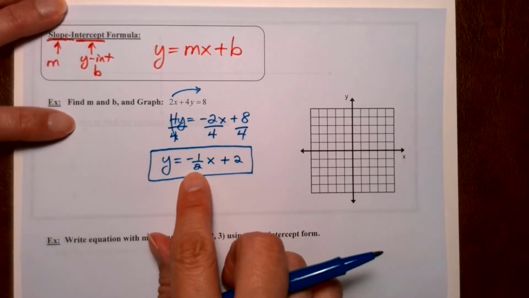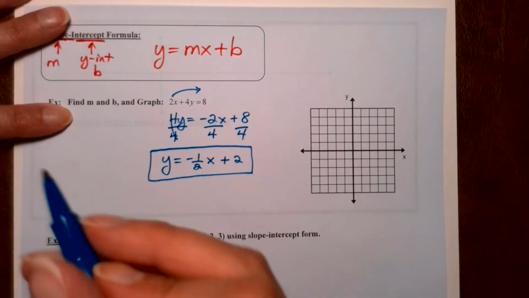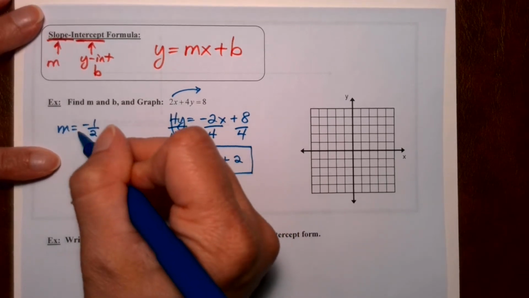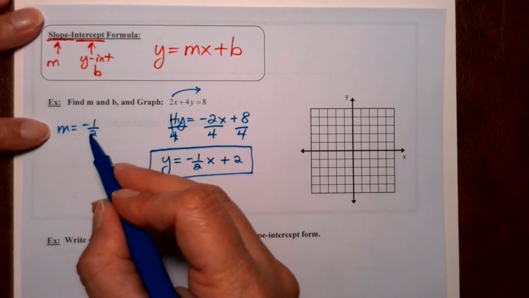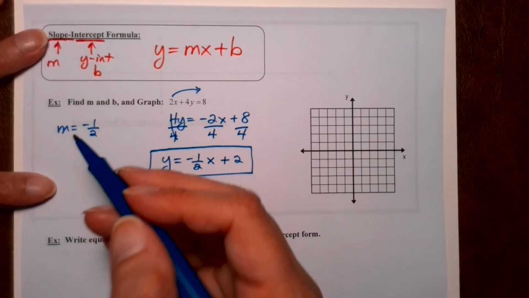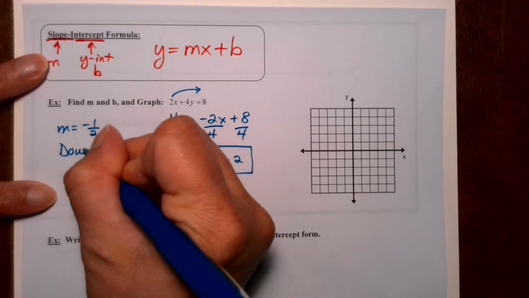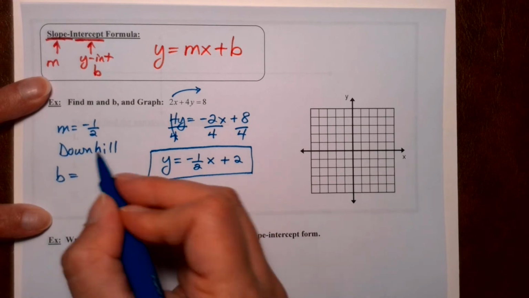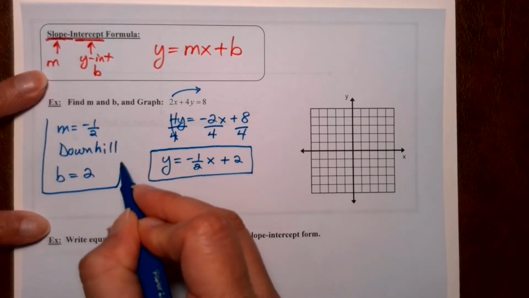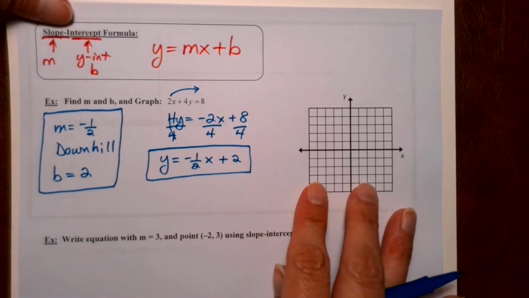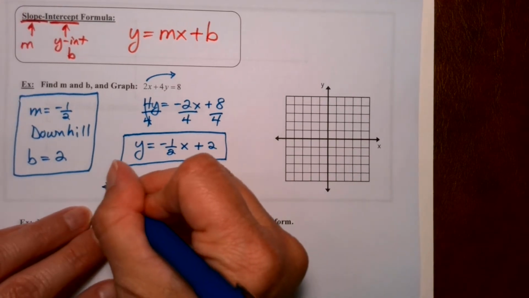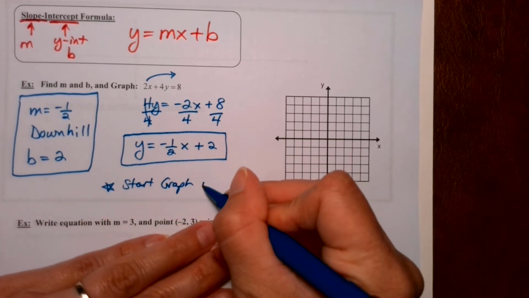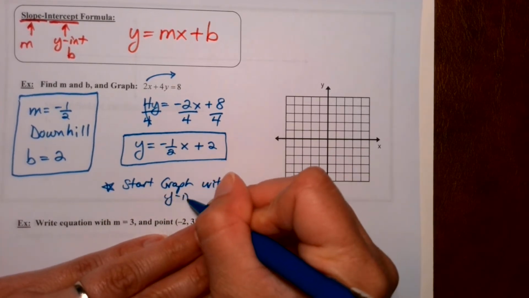What's nice about this is you can tell me the slope and the y-intercept. So the slope is negative 1/2. Which way is this line going to be going if the slope is negative? This equation is going to be going downhill. And the b value, the y-intercept, is 2. So when you go to graph, let's just put a note here: start the graph with the y-intercept.